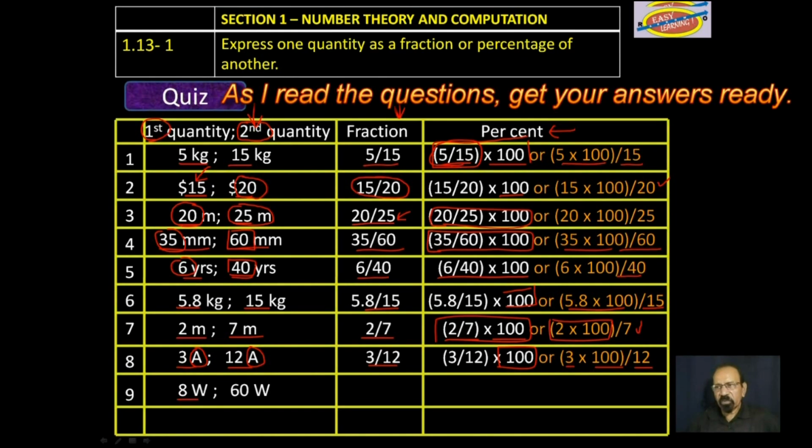Question 9. 8 watts and 60 watts. Express 8 watts as a fraction and percentage of 60 watts. So it's 8 out of 60. As a percentage, you multiply that fraction by 100, or you multiply the 8 by 100 first and then divide by 60. Last one. Express 12 liters as a fraction and a percentage of 10 liters.